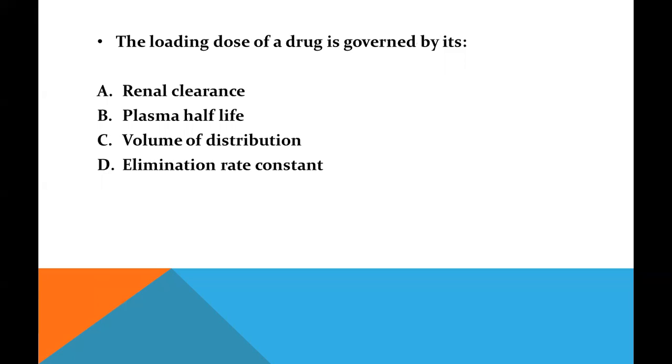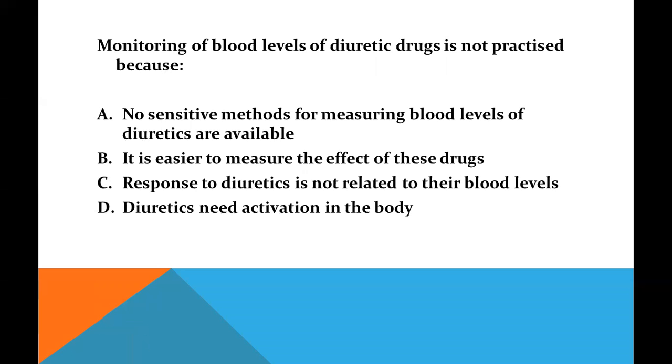Now the loading dose of a drug is governed by its, the options are renal clearance, plasma half-life, volume of distribution and elimination rate constant. So the correct option is option C, volume of distribution. Now moving to the next question.